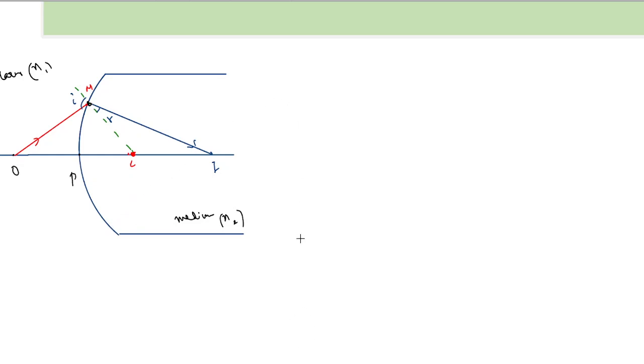Now by sign convention, in this case PO is equal to minus U and then PI is equal to plus V and PC is equal to plus R. So this is the basic diagram. Now let us make some construction. Let's drop a perpendicular from the point M onto the principal axis. So this would be its perpendicular, we call as point N.